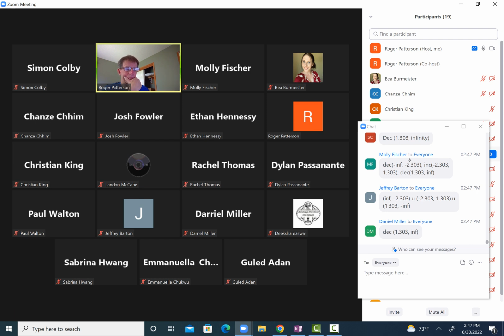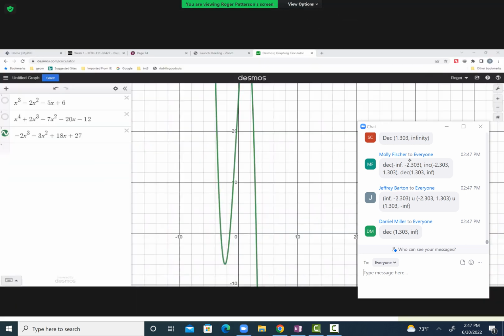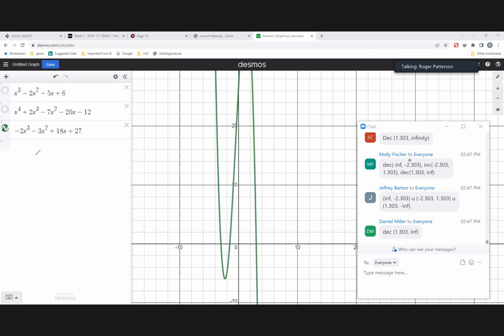Oh, good. Okay, so let's review this a little bit here. I was hoping I could annotate without sharing, but I couldn't do it. All right, so we want to increase. Actually, let's do decrease first because that's what we're going to get first. All right, so we're going to decrease. Here we're falling, right? So we're going to go from negative infinity to negative 2.3. That's what a lot of you got.